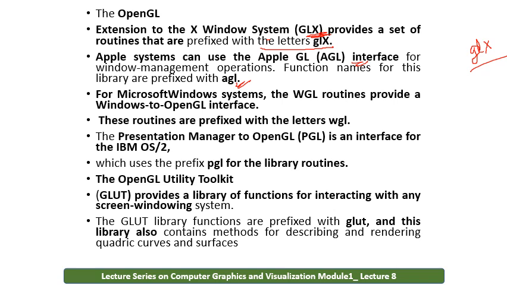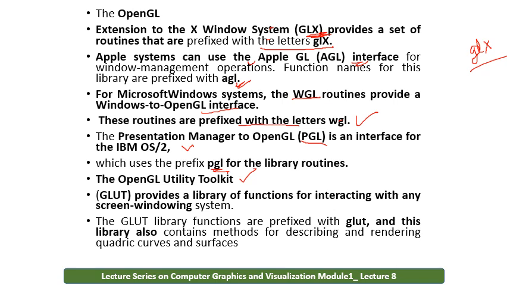In Microsoft Windows systems, there are WGL routines providing a Windows to OpenGL interface, and these routines are prefixed with the letters WGL. There is another interface called Presentation Manager to OpenGL, PGL, which is an interface for IBM OS/2 and uses the prefix PGL for the library routines. Another toolkit we have is the OpenGL Utility Toolkit, which we call GLUT.